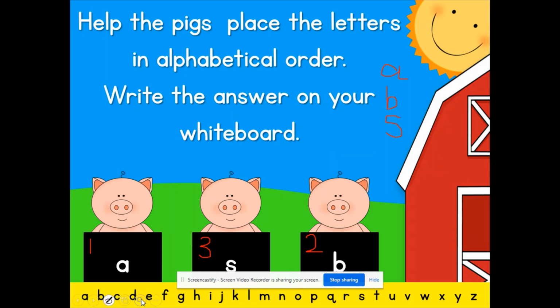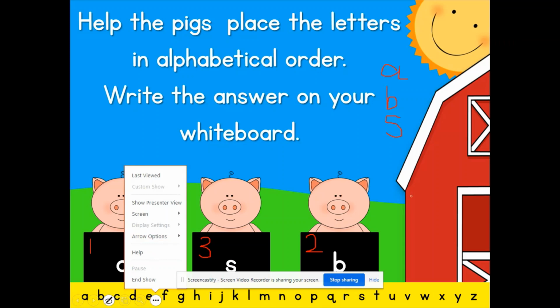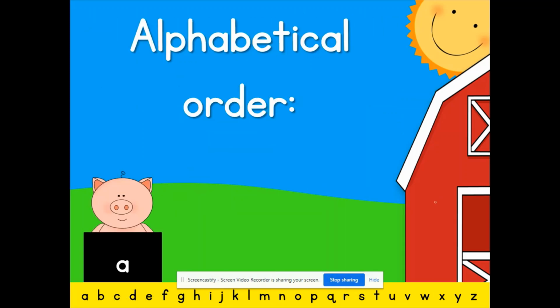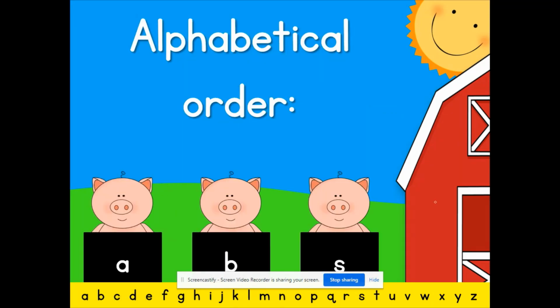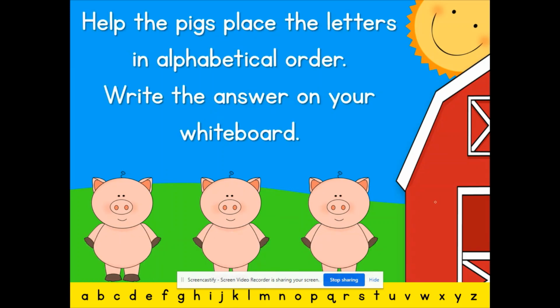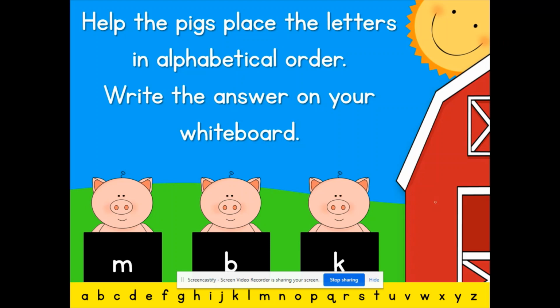All right, let me see if I can go back to, here. All right, so this is showing what you should have for your answer. Give yourself a pat on the back, and let's do another one. So our letters are M, B, and K. All right, so I'm going to give you guys a minute, and on your scrap piece of paper, I want you to try to put those 3 in ABC order.